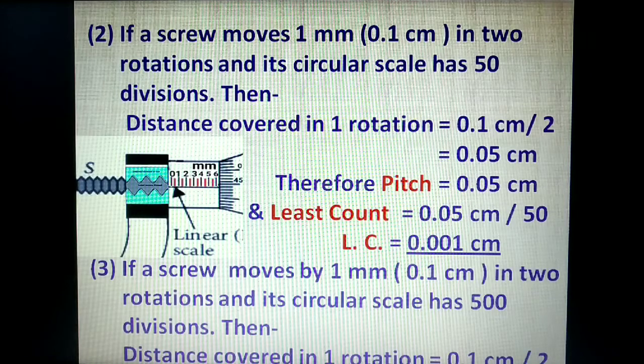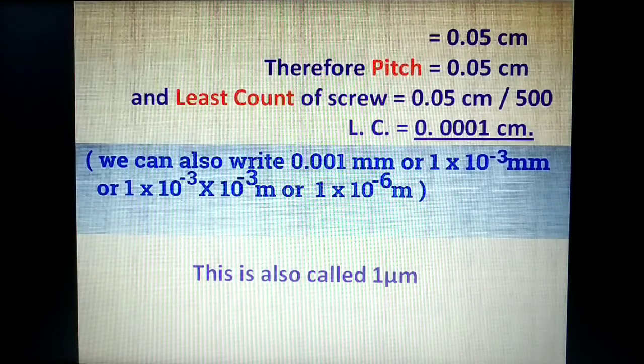Example 3. If a screw moves by 1 millimeter, that is 0.1 centimeter, in 2 rotations and its circular scale has 500 divisions, then distance covered in one rotation will be 0.1 centimeter divided by 2, that is 0.05 centimeter, and the pitch is 0.05 centimeter. And so the least count will be the pitch again divided by the total number of divisions on circular scale, that is 0.05 centimeter divided by 500. So least count is 0.0001 centimeter.